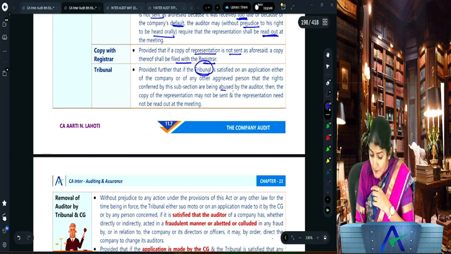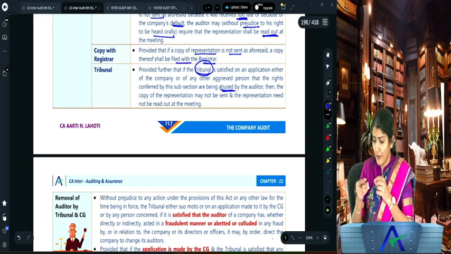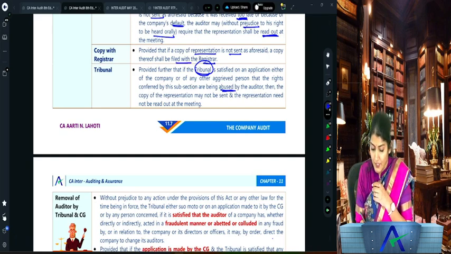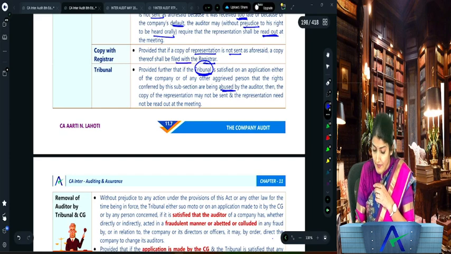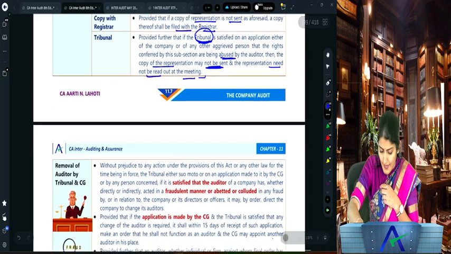And if the right is being abused by the auditor, the company can make an application to the tribunal, and then the tribunal may pass an order that it need not be sent and need not be read out at the meeting.